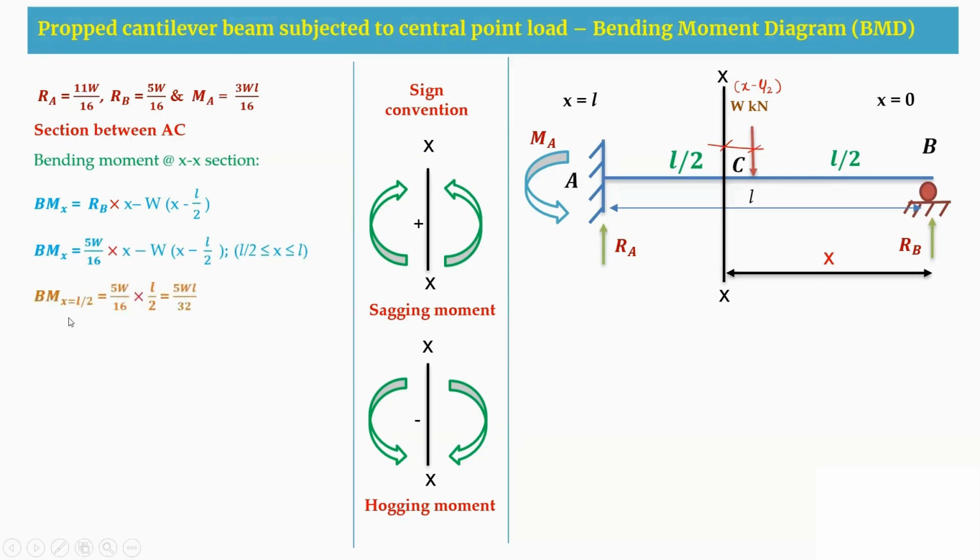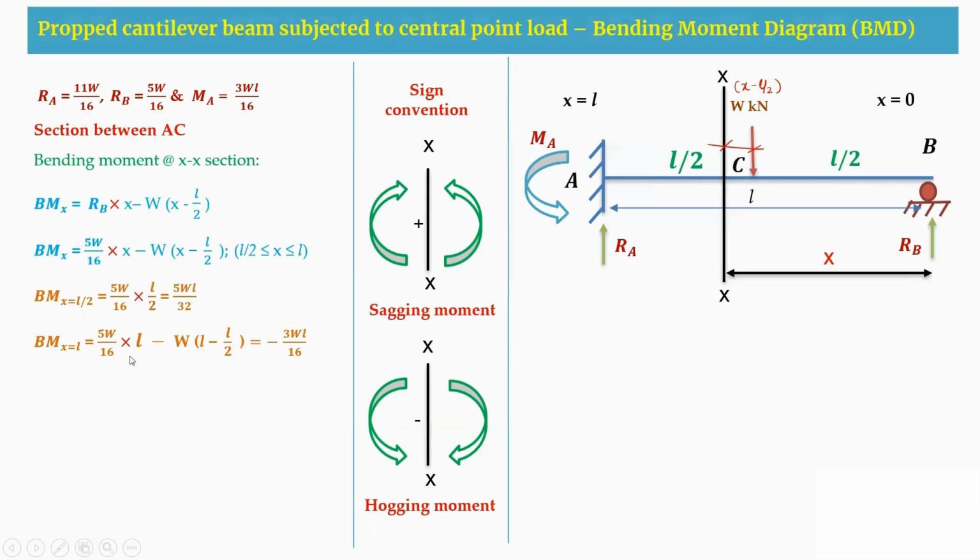When we substitute x equal to L by 2, we get 5WL by 32. And when x is equal to L, we get a negative moment of 3WL by 16. That means at L by 2 you have a positive moment, and again at x equal to L, we have a negative moment. That means somewhere between C and A, it gets a zero moment.